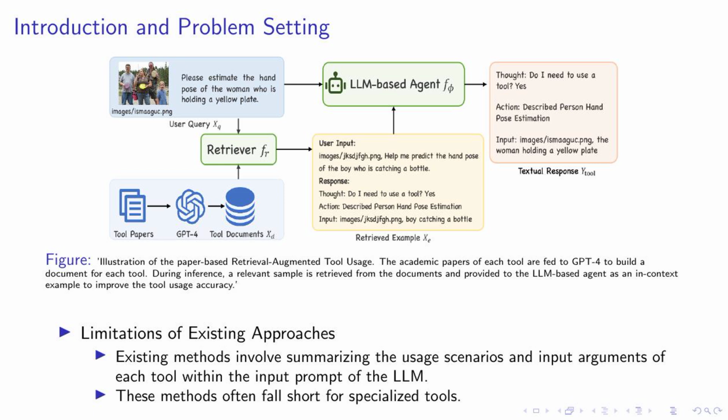Here, we feed the academic papers of each tool to GPT-4 to build a document for each tool. During inference, a relevant sample is retrieved from these documents and provided to the LLM-based agent. This serves as an in-context example, significantly improving the tool usage accuracy. This approach addresses the limitations of existing methods, particularly for specialized tools, and paves the way for more accurate and efficient tool usage. Stay tuned as we delve deeper into this innovative approach.